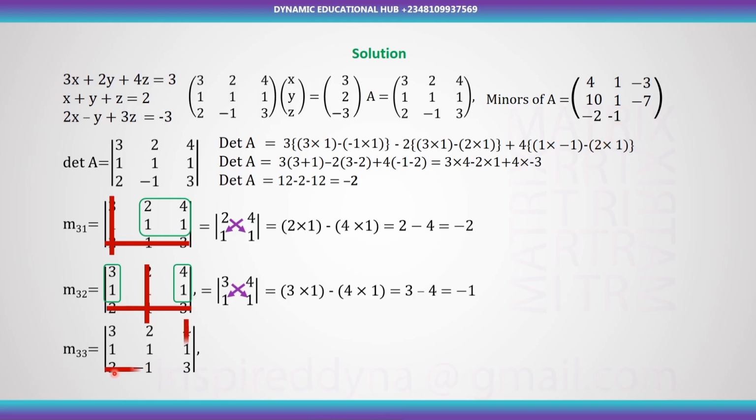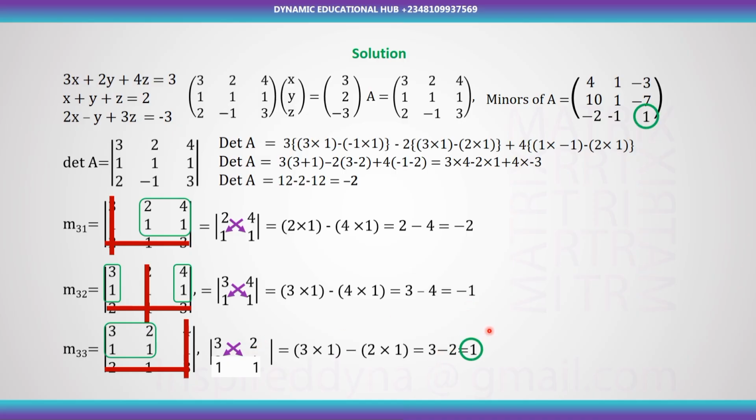Finally, we delete the third row and the third column. So 3 multiplied by 1 minus 2 multiplied by 1, and that is 3 minus 2, which is 1.